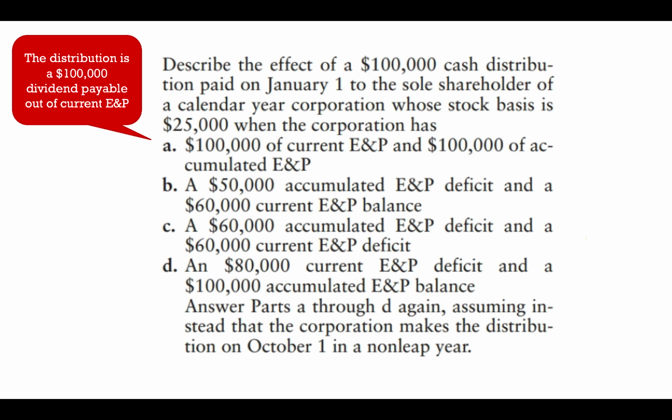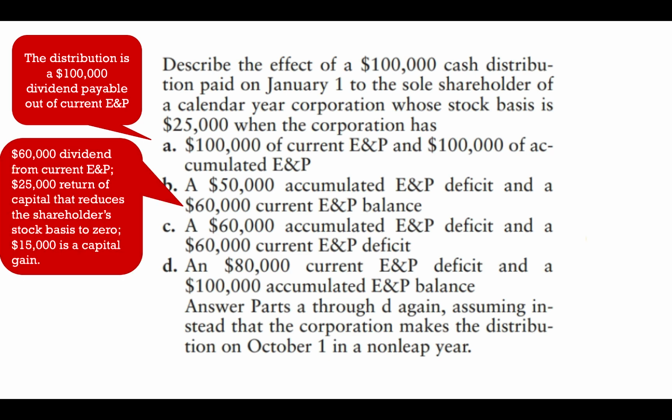All right, B, we have a $50,000 accumulated earnings and profits deficit and a $60,000 current earnings and profits balance. So in Part B, we still start with the current earnings and profits. $60,000 of the $100,000 distribution is going to be a dividend from current earnings and profits. But then we're out of earnings and profits because the accumulated earnings and profits is a deficit. So after that $60,000, $25,000 is going to be a return of the shareholder's basis. That's not a taxable event. It's going to reduce the shareholder's basis to zero, but it's like we're giving the shareholder back what they invested in the corporation. The rest of the distribution, the $15,000, is going to be a capital gain.